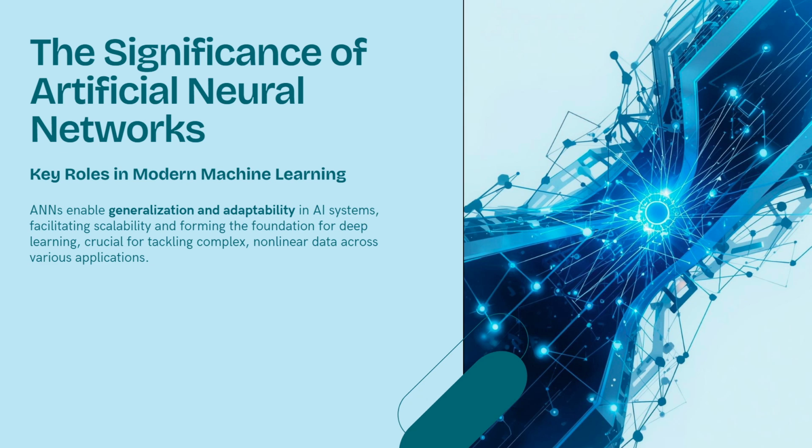Now, there are several significances of artificial neural networks. Now let's understand why ANN is so significant in modern AI. Very first is generalization. ANN can learn from past data and apply that knowledge to new situations.